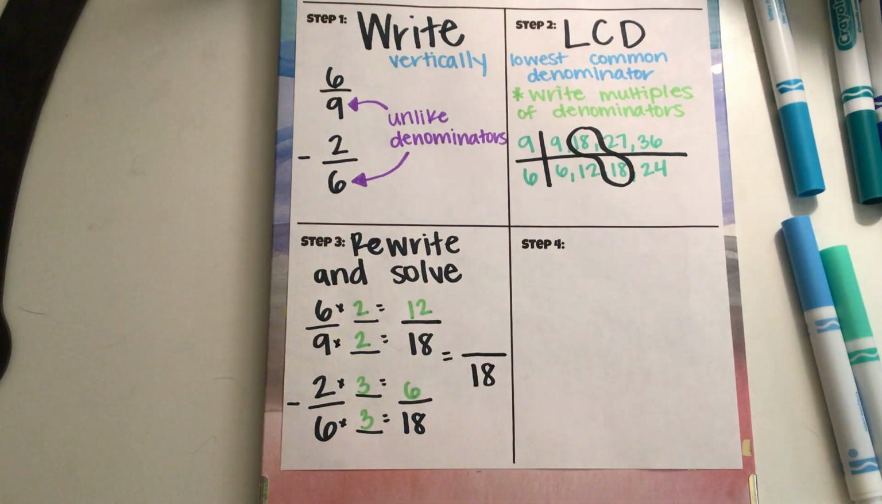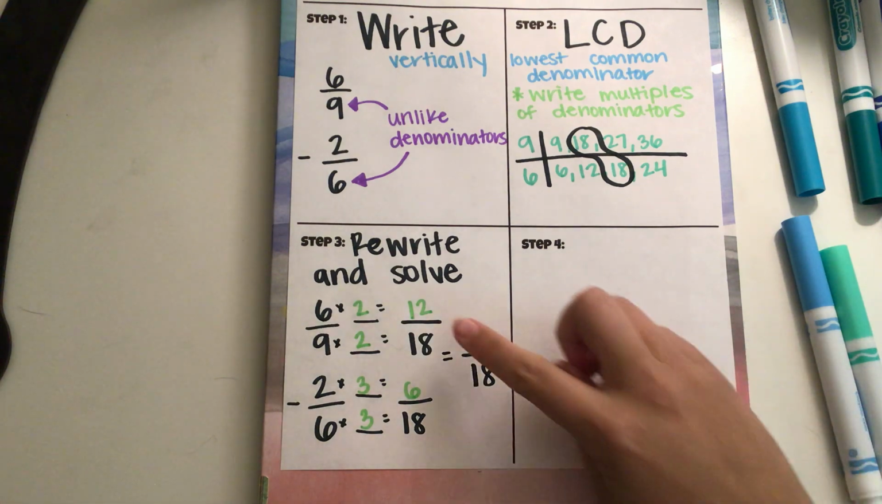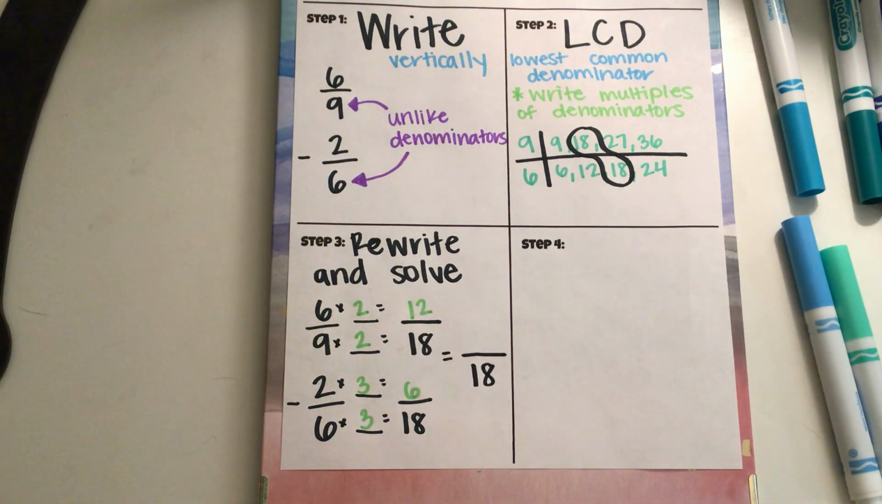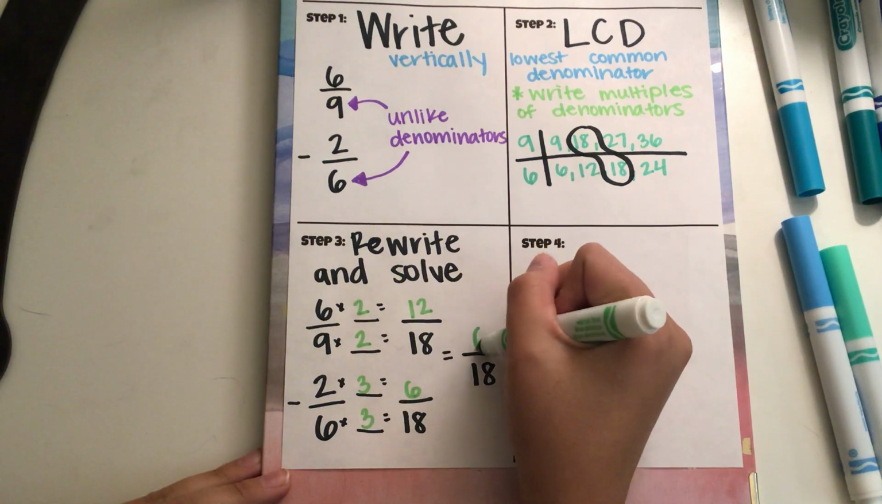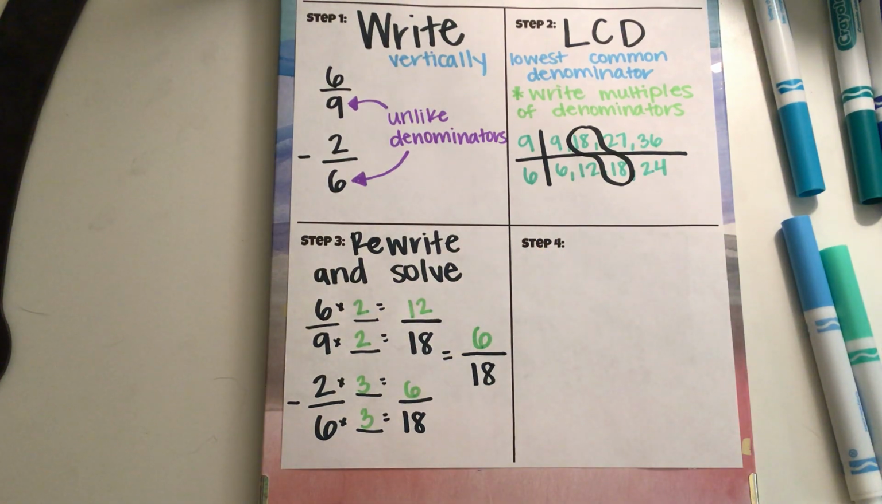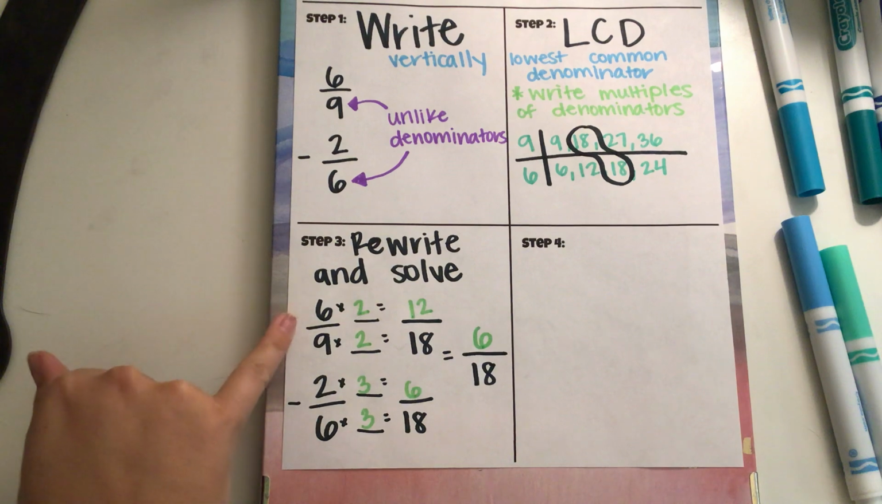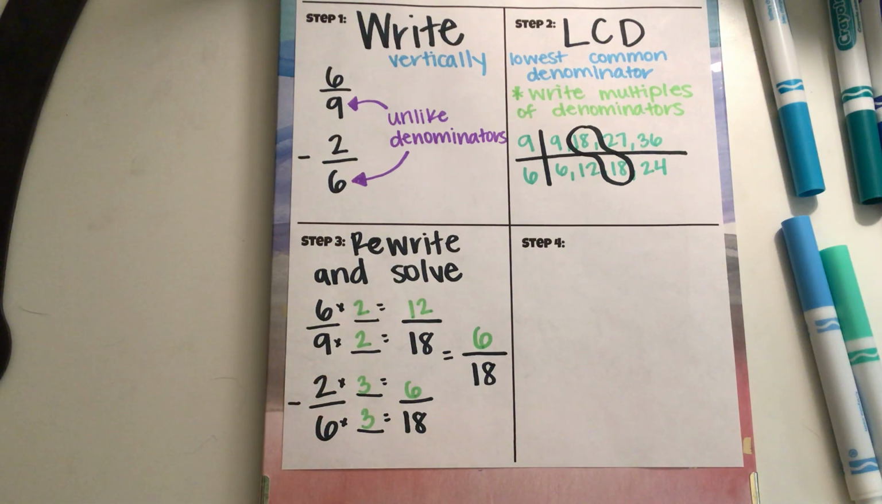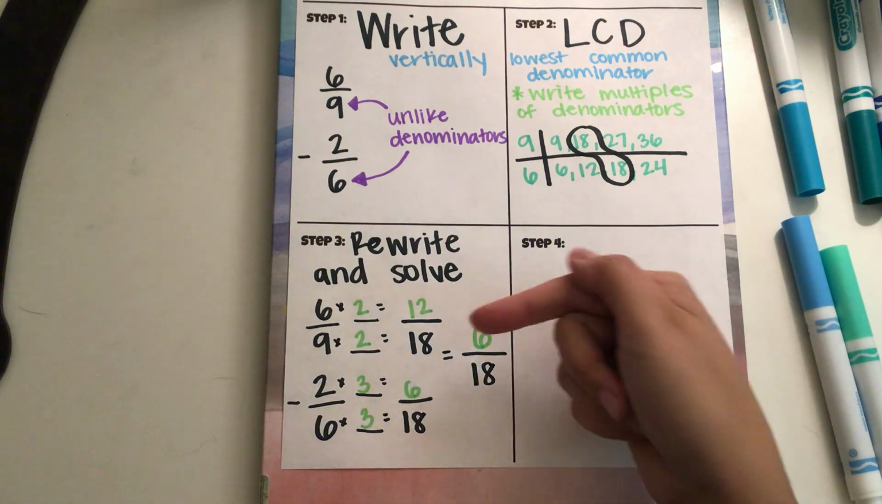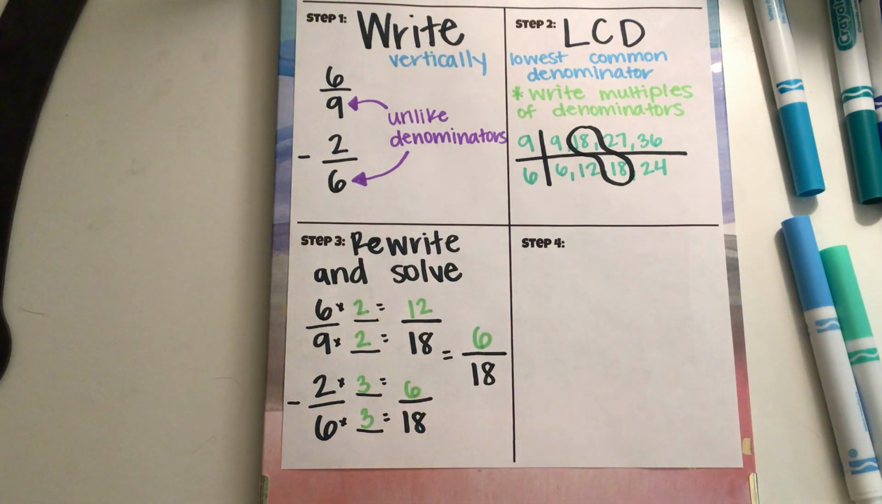But we're subtracting our numerator. So we have to say, what is 12 minus 6? So we're subtracting, we're not adding. So 12 minus 6 is 6. So 6/9 minus 2/6 equals 6/18. 6/9 is equal to 12/18. 2/6 is equal to 6/18. So we did 12/18 minus 6/18 equals 6/18.